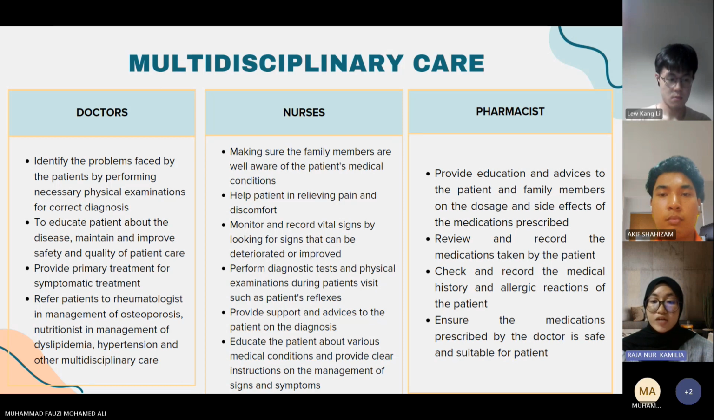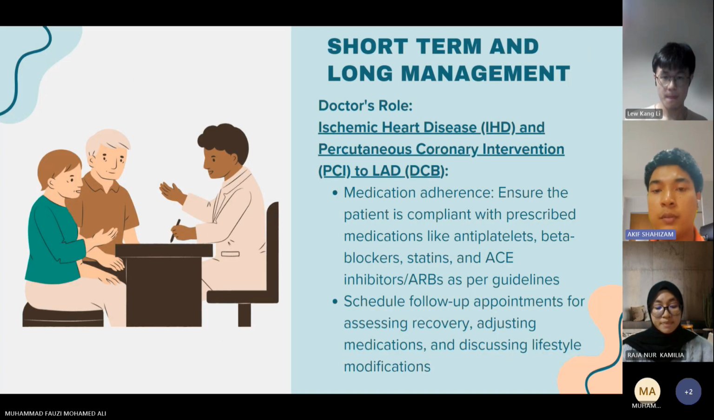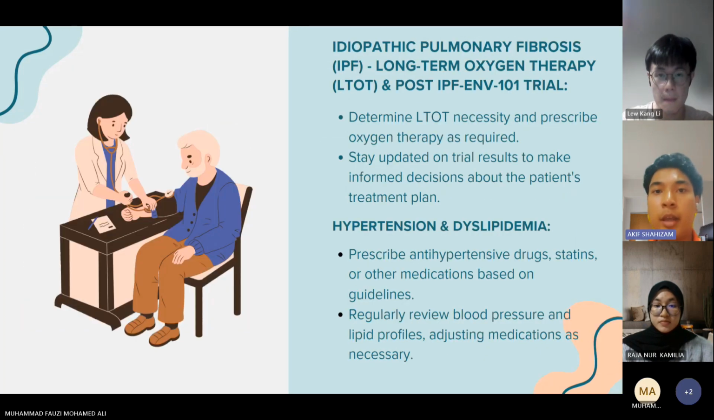And then next, we will go for the pharmacist. Pharmacy will provide education and advice to the patient and family members on the dose and side effects of the medication prescribed. And then pharmacy will review and record the medication taken by the patient and check and record the medical history and allergic reaction of the patient to ensure the medication prescribed by the doctor is safe and suitable for the patient. Doctors are also responsible for scheduling follow-up appointments, for assessing recovery, adjusting medication, and discussing lifestyle modifications. Doctors are also responsible for the idiopathic pulmonary fibrosis treatment, for the long-term oxygen therapy, and post-IPF trials. Doctors are also responsible for taking care of the hypertension and dyslipidemia.